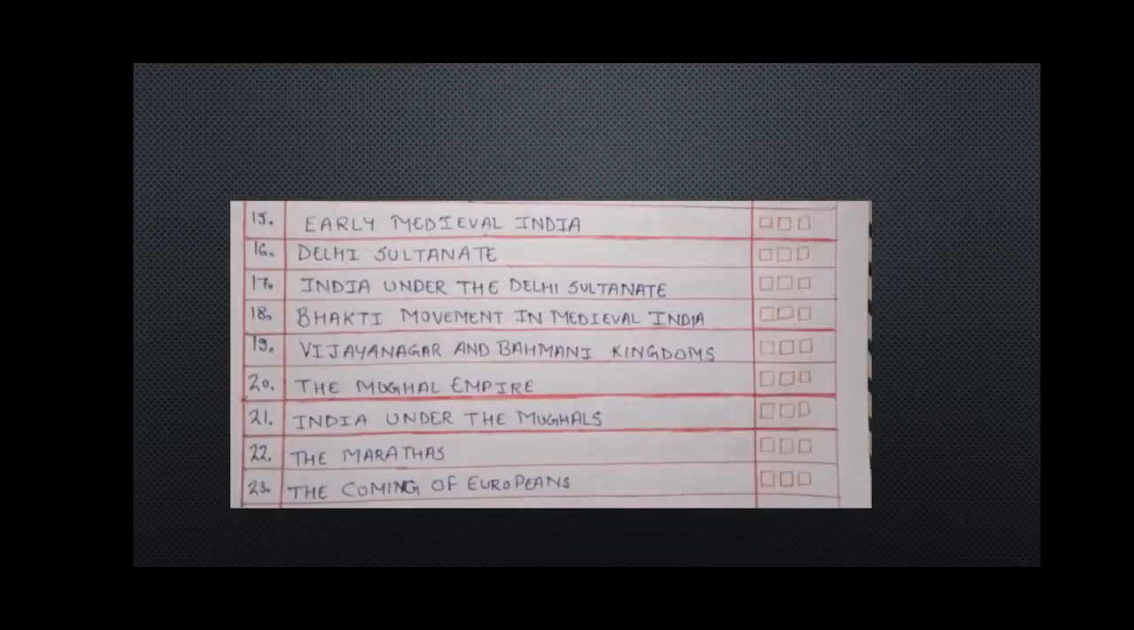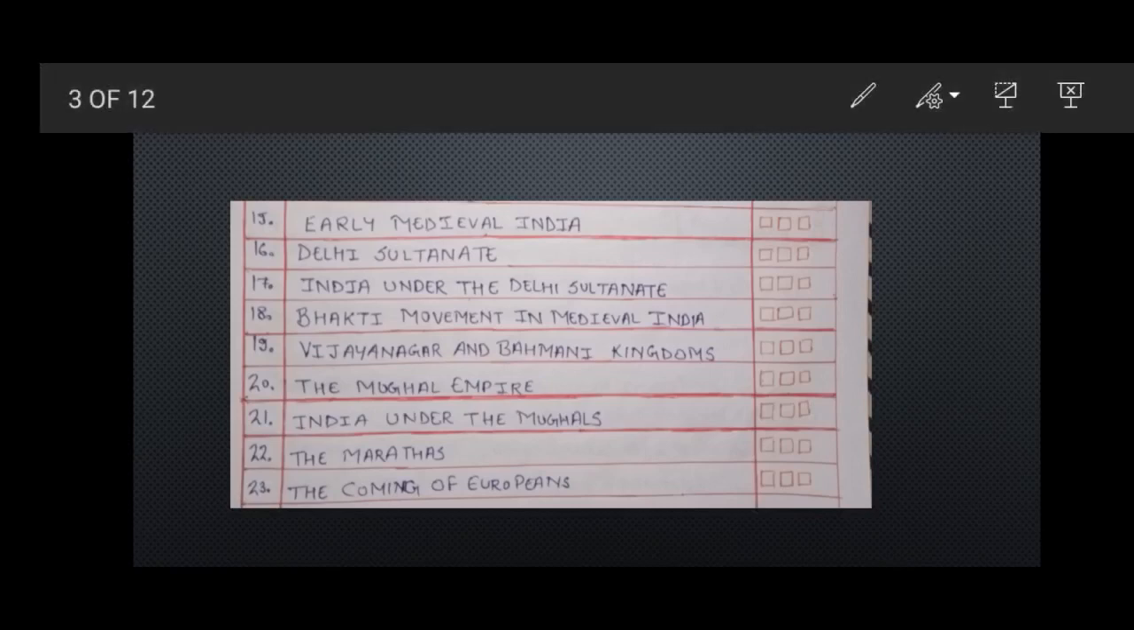The next thing is that chapter 15 to chapter 23 deal with the medieval part of the history, that is after the ancient part. The 15th chapter deals with early medieval India, whereas chapters 16 and 17 deal with the Delhi Sultanate. That is, chapter 16 is the Delhi Sultanate, whereas chapter 17 is about India under the same Sultanate.